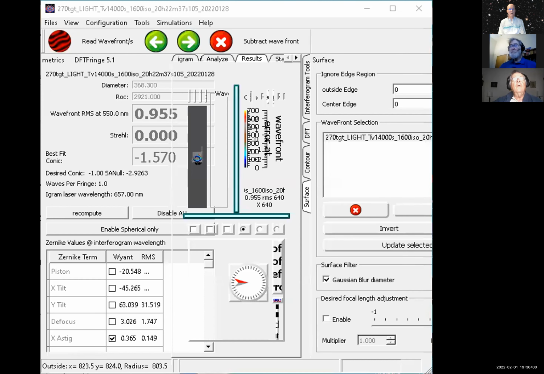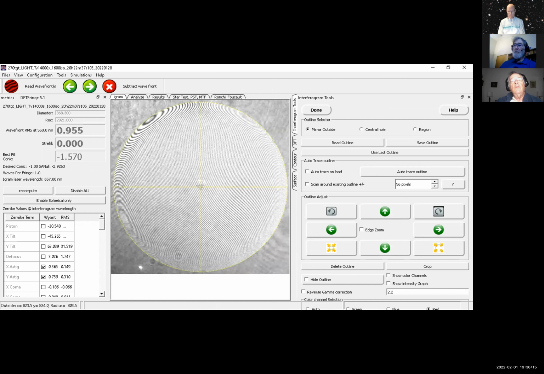Okay, and hopefully I take the right ones. Hold a second. Here we go. Okay, so this is an igram of my 14.5-inch mirror. And so I'm getting pretty good. I got a polarizing filter that's helping to get better fringes. As you can see, this has got like a gazillion fringes, which is good.